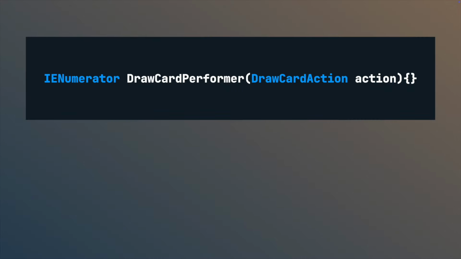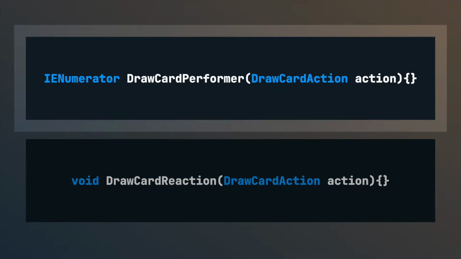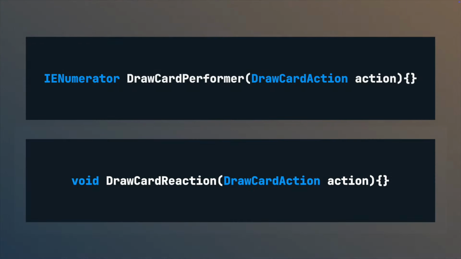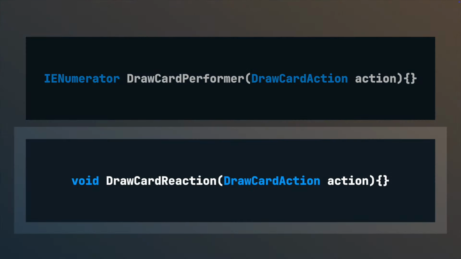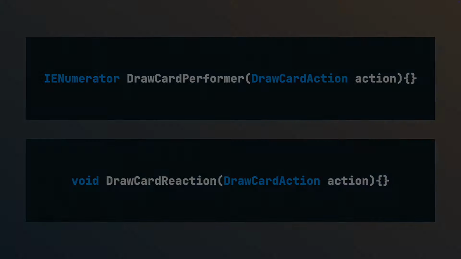For this, we will have two types of methods in our code. The performer, which has to look like this, and the reaction that has to follow this structure. The performer will perform the logic for the draw card action, and the reaction will do something when a card is drawn. So let's create our game actions first.